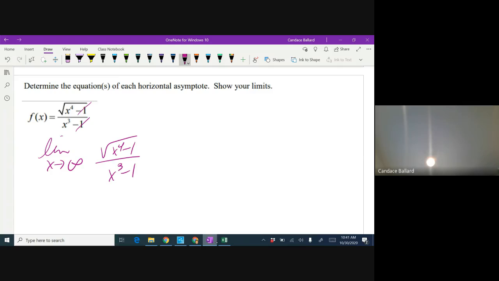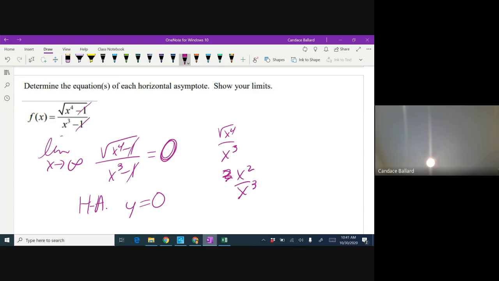It is the bottom again, and that's right, because basically we would cancel those. We'd end up with the square root of x to the 4th over x cubed, which would be x squared over x cubed. So our bottom is still bigger. When the bottom is bigger, we know that one approaches infinity. Actually, I am sorry, it does not approach infinity. What are we thinking, Mrs. Ballard? It approaches 0. So we would say that our horizontal asymptote is y equals 0.